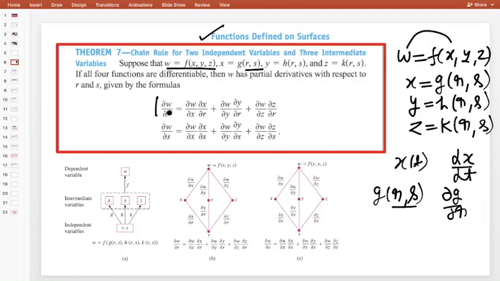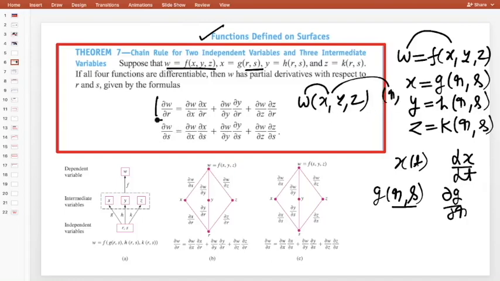So del w by del r is what? First we differentiate w with respect to x, del w by del x into del x by del r, plus again w is a function of y, so del w by del y into del y by del r. Then w is a function of z, so del w by del z into del z by del r. Means it is basically a function of x, y, z, so first we differentiate w with respect to x and then x with respect to r.